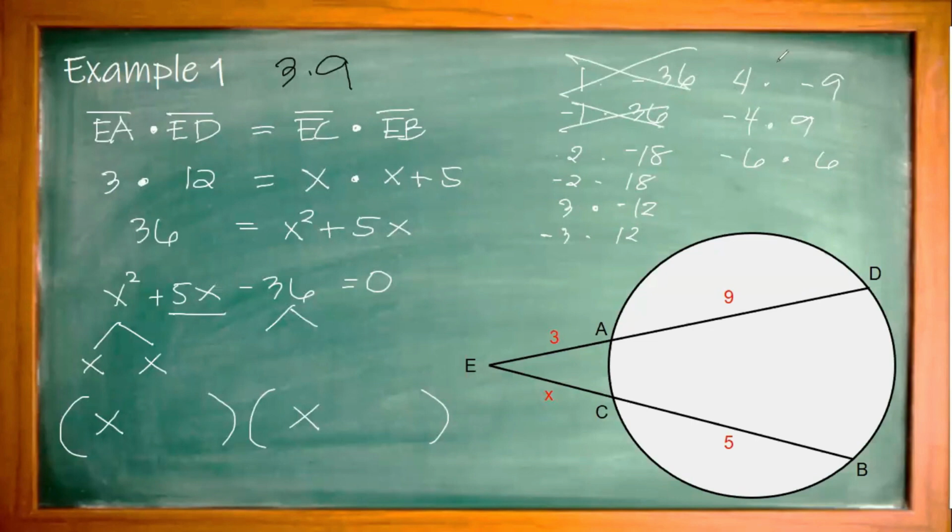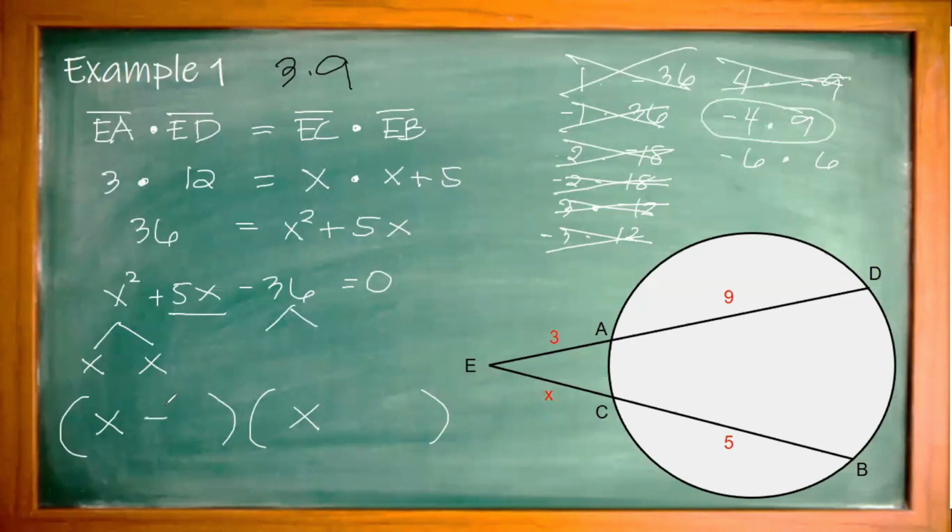Next, how about 2 and 18? No. How about negative 2 and 18? No. How about 3 and negative 12? If you subtract that, the result is negative 9, so no. This one is positive 9, no. This item is closer: we have negative 5 and positive 5 in the middle, but not. How about negative 4 and 9? Good. This is the correct factor.